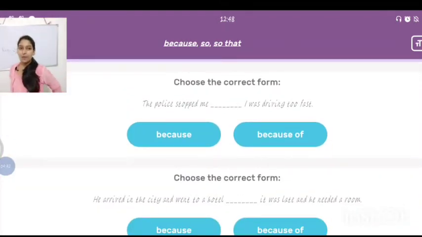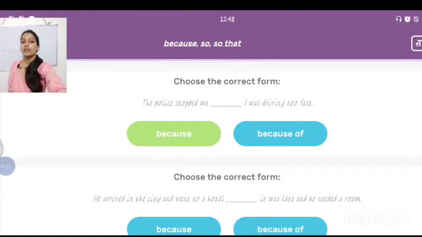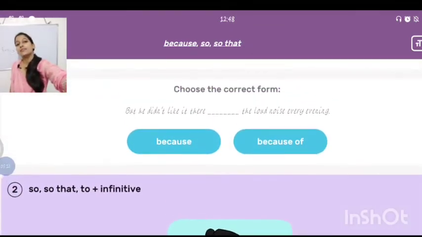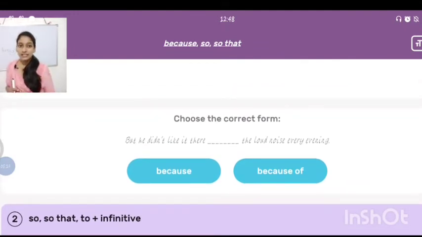Choose the correct form. The police stopped me because of driving too fast. Because of के बाद तो driving नहीं आएगा, verb नहीं आएगा, तो यहाँ पे because I was driving fast. He arrived in the city and went to a hotel because it was late and he needed a room. Because of it was late and he needed a room. Because it was late and he needed a room is the right answer. Let's move further. But he didn't like it there because of the loud noise every evening. As easy as that.